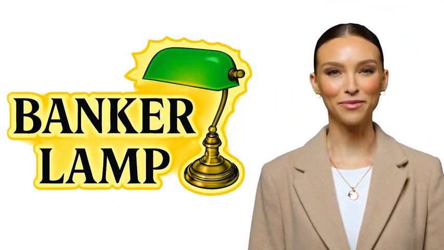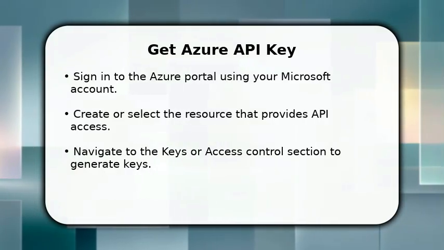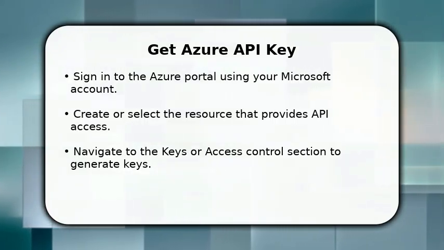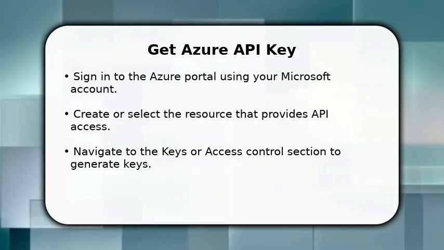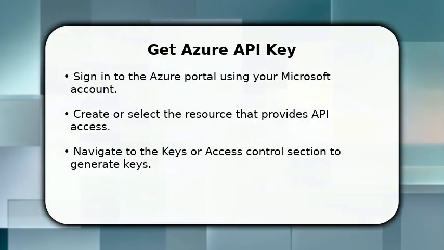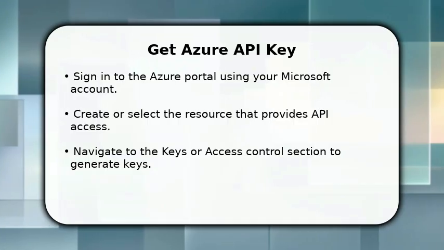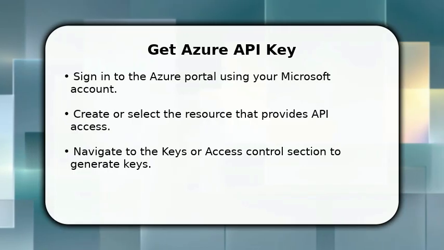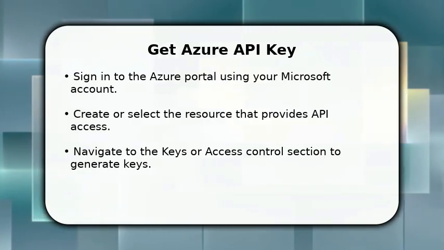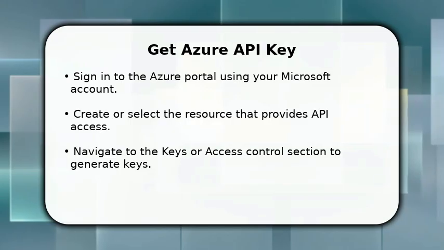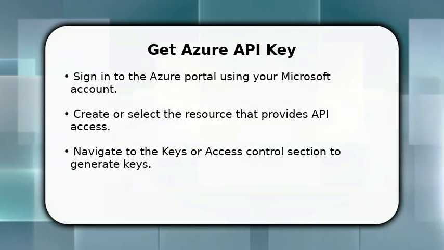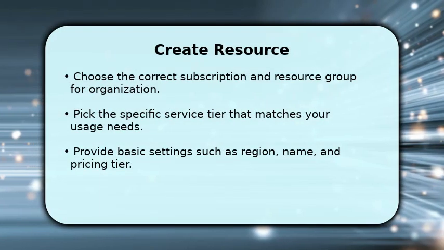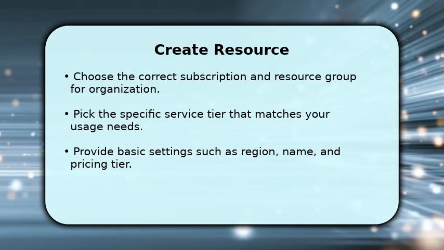Please enjoy the video. In this video, I will show how to get Azure API key. Sign into the Azure portal, then locate the service you need, like Azure OpenAI or Cognitive Services. Create a new resource if you do not have one, then open the Keys or Access Control area. Click to generate a key, copy it securely, and restrict usage by role or network to keep your key safe and private.